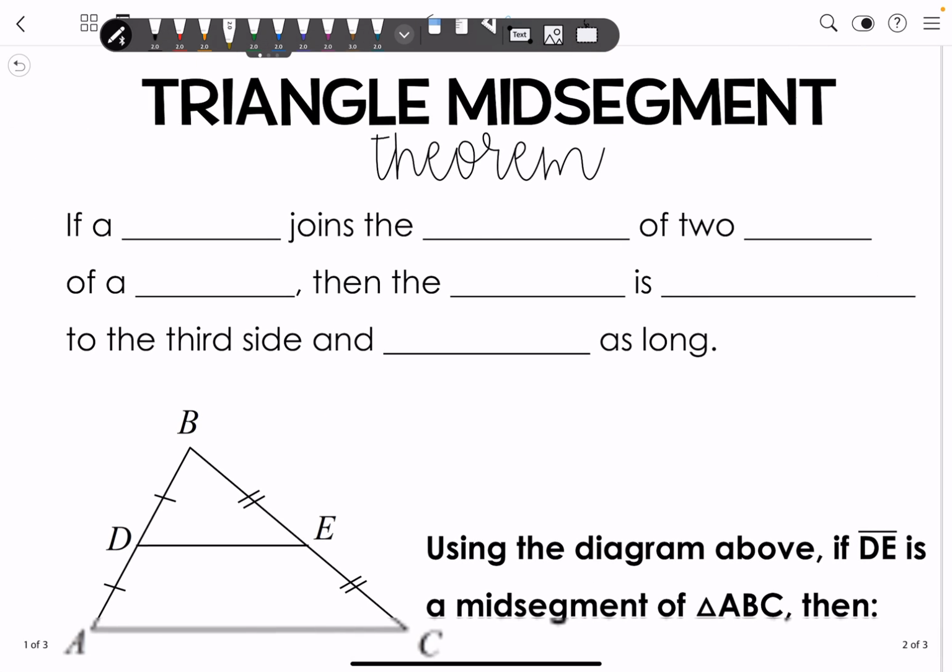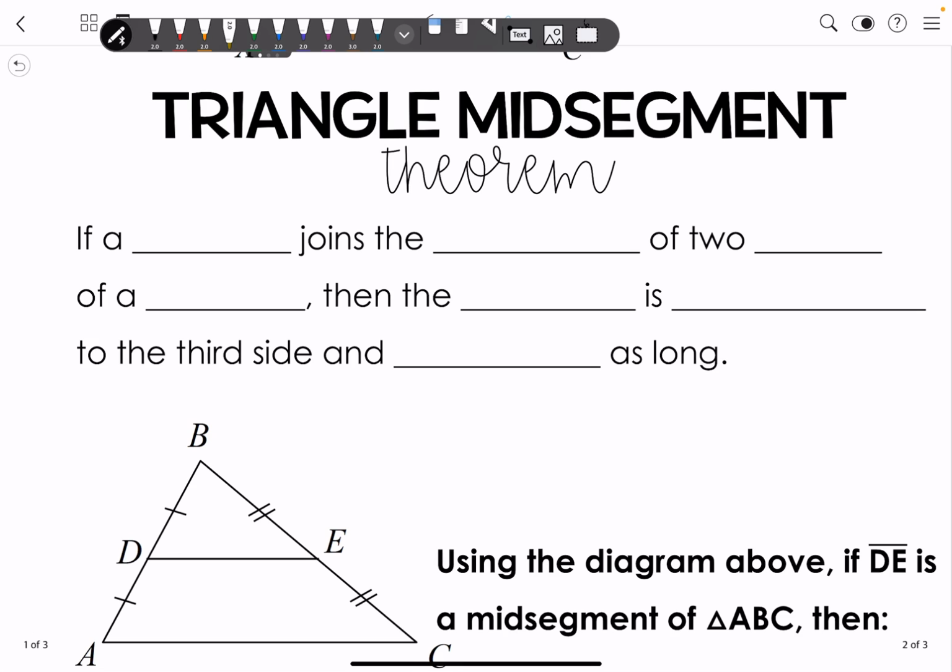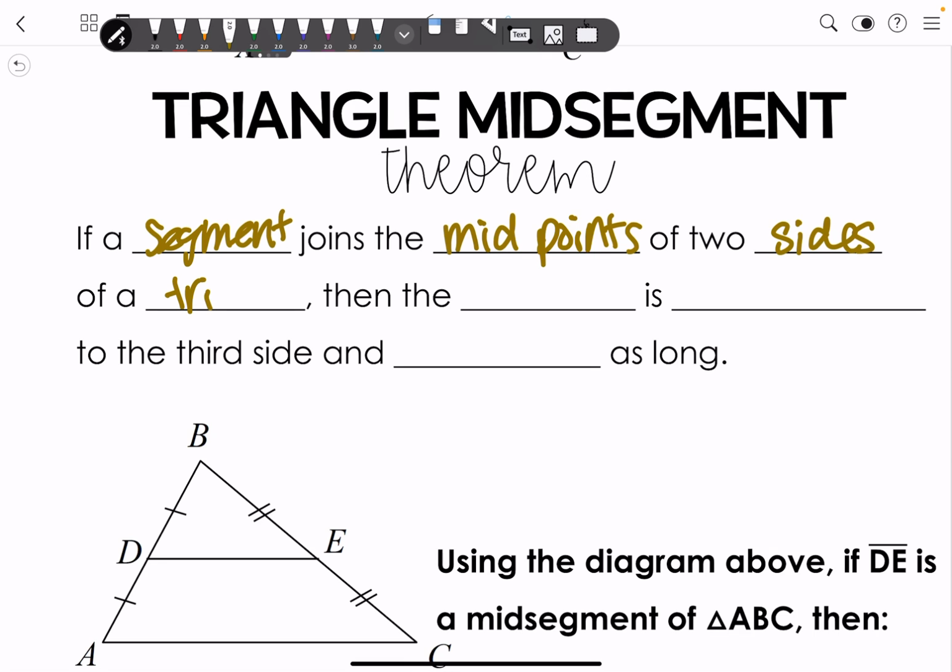Now, with that comes a theorem. If a segment joins the midpoints of two sides of a triangle, then that segment, the midsegment, is going to be parallel to the third side, and it's going to be half as long.